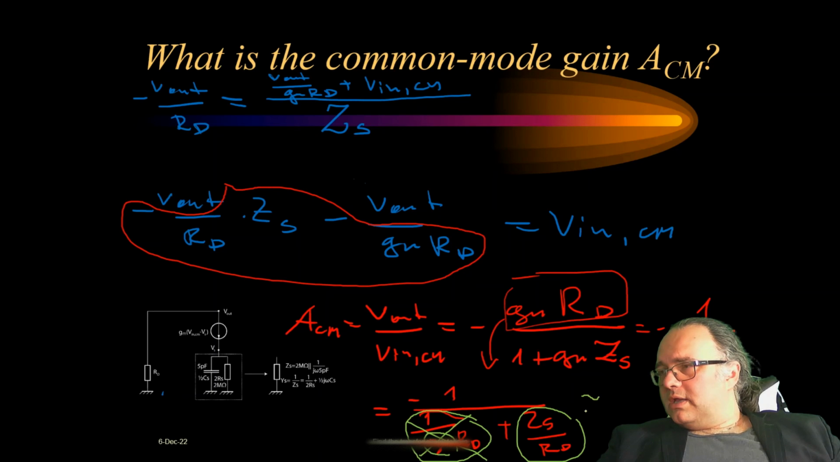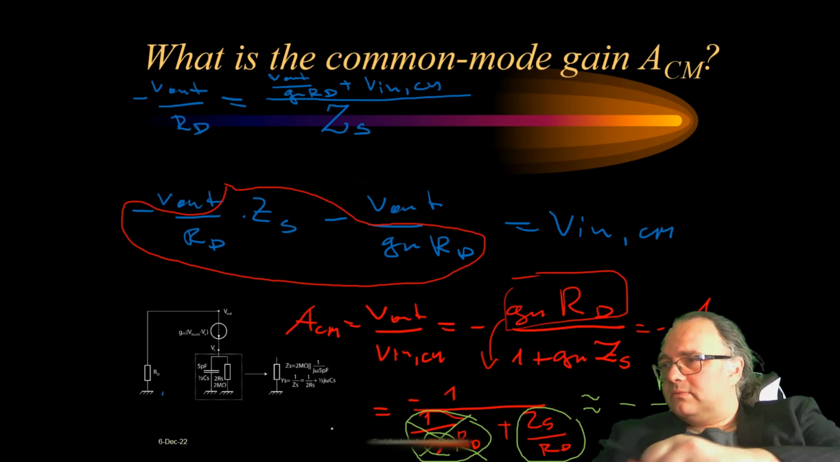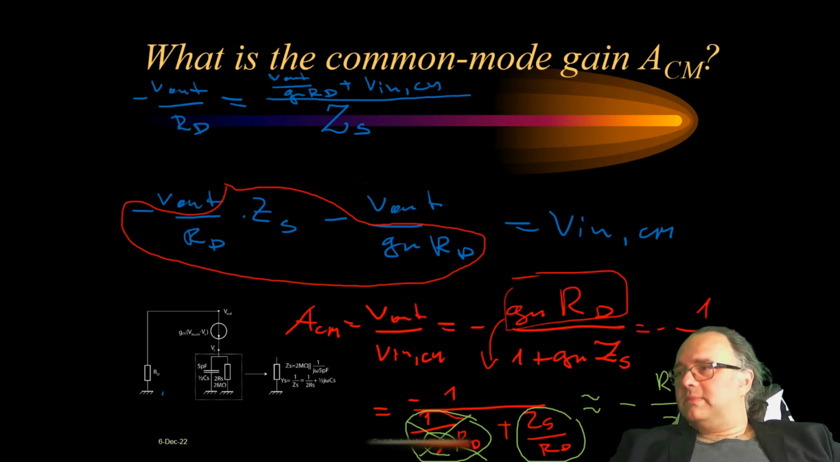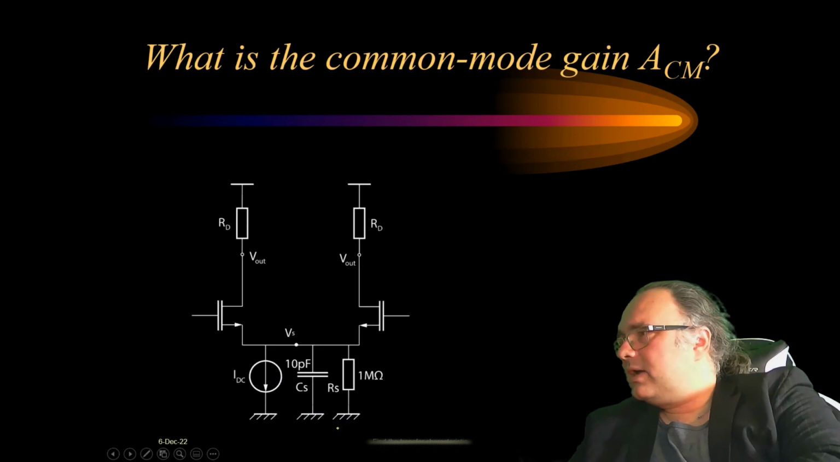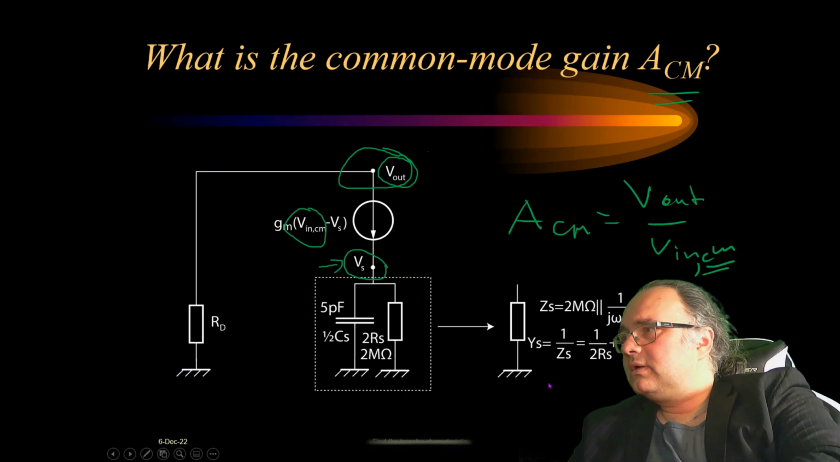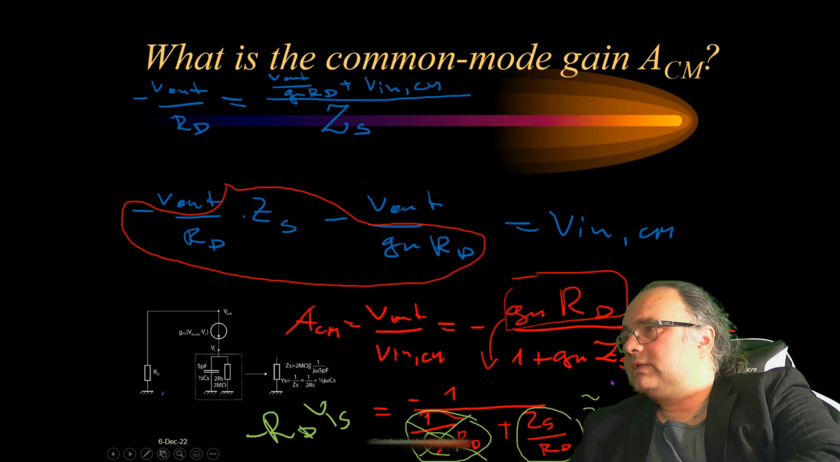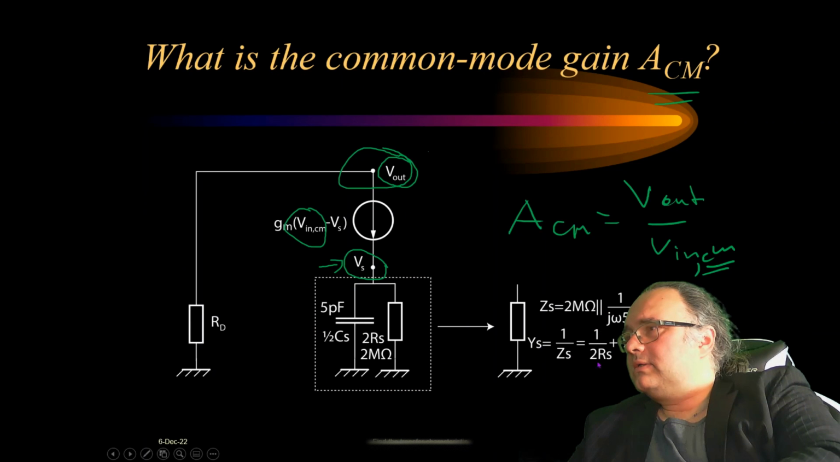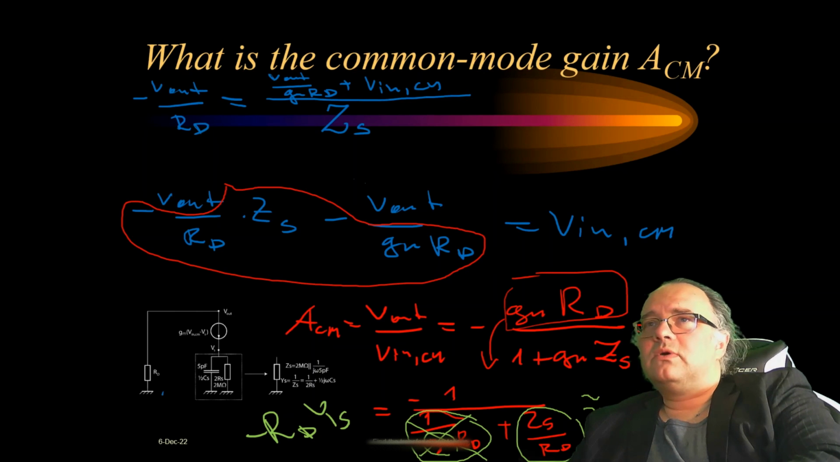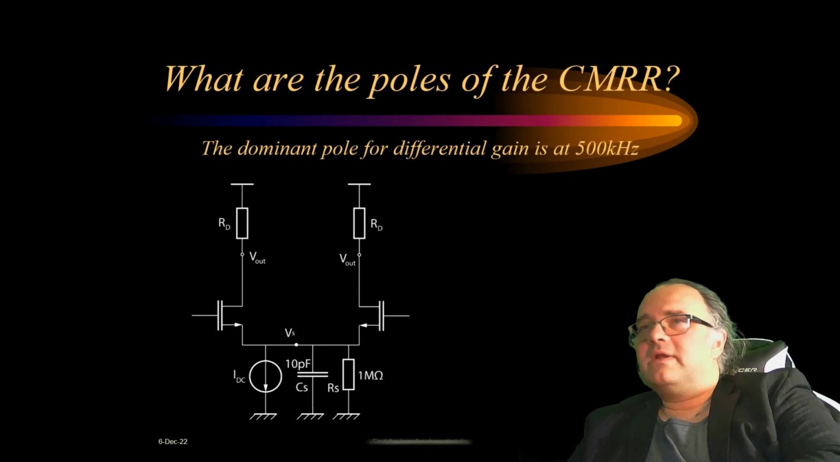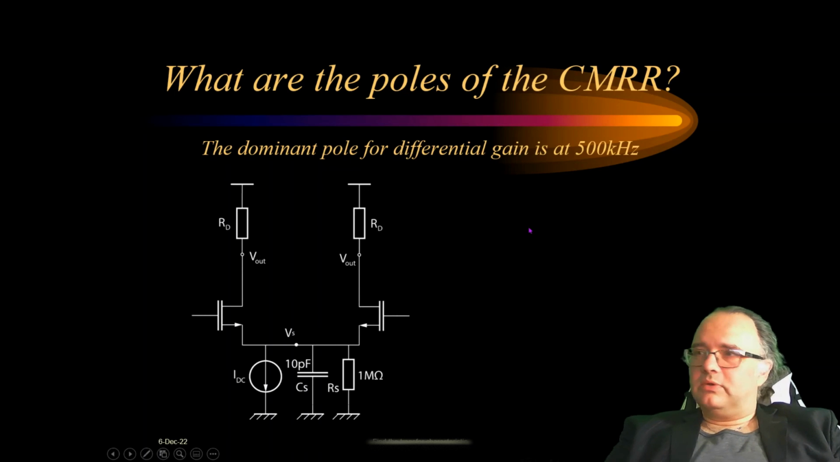And then I can simplify this to simply RD ZS, or RD, so this is RD. This is the admittance. Yeah, this is YS. Alright, so now I have an expression about the common mode gain.